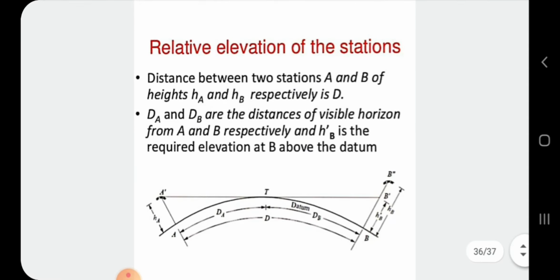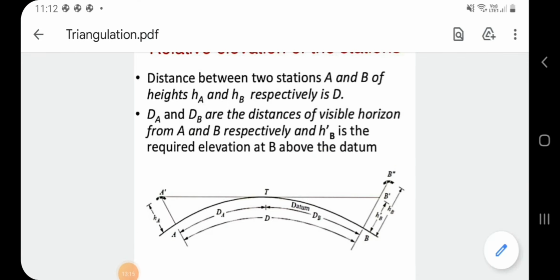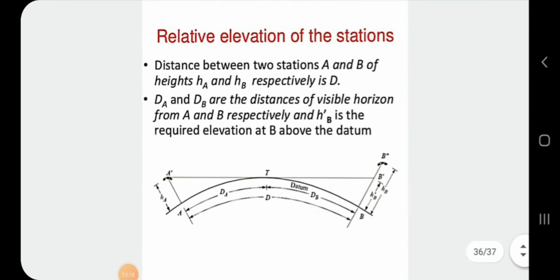Similarly, we can find the relative elevation of stations. That is what we discussed right now. Here it is given: the distance between the stations A and B, of heights HA and HB respectively, is D kilometers, and DA and DB are the distances of the visible horizon from A and B respectively, and HB dash is the required elevation at B above datum.